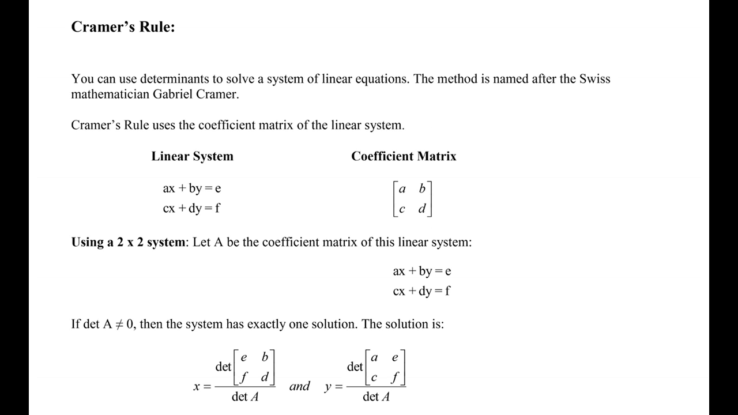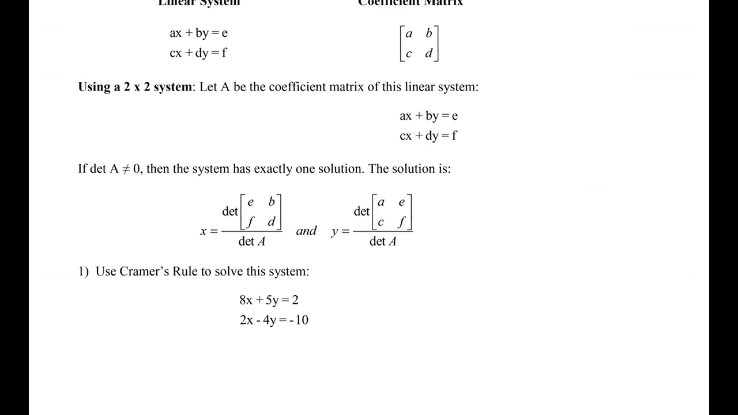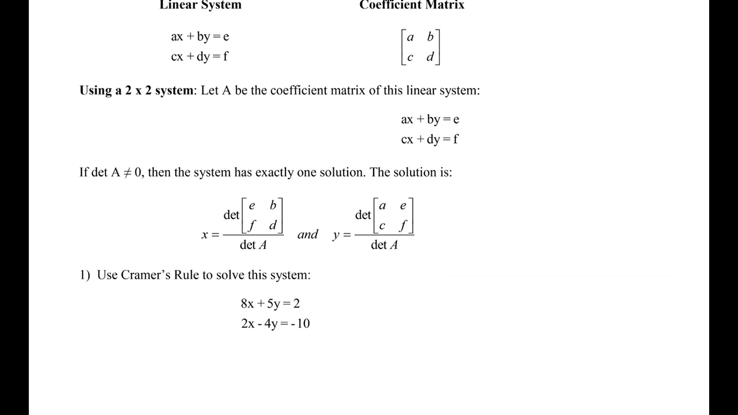Using a 2 by 2 system, we're going to let A be the coefficient matrix of this linear system. If the determinant of A is not equal to 0, then this system has exactly one solution. That solution is represented by the determinant of the following matrix divided by the determinant of the coefficient matrix, and y is equal to the determinant of a different matrix divided by determinant A.